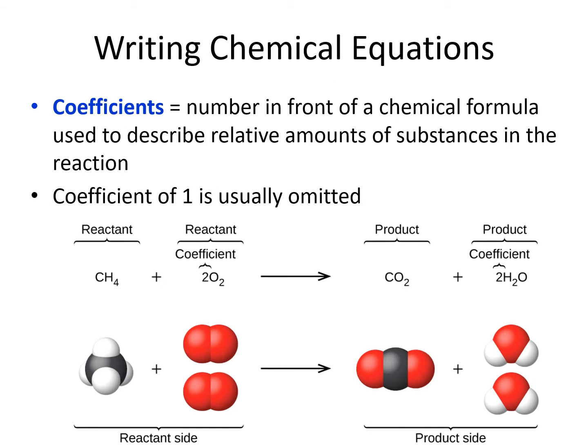In addition to writing the types of chemicals in a reaction, we also include numbers called coefficients. These numbers go in front of the chemical formula, and they tell us the relative amounts of each substance in the reaction. If we have a coefficient of 1, it's usually left off. In this equation, we just write CH4 instead of 1 CH4, but the 1 is implied.